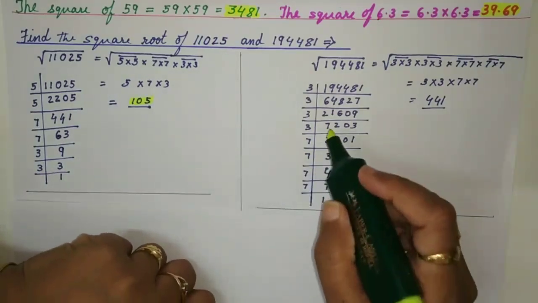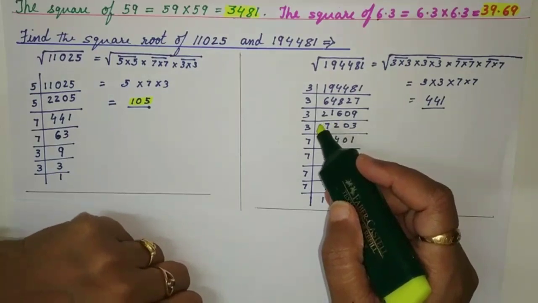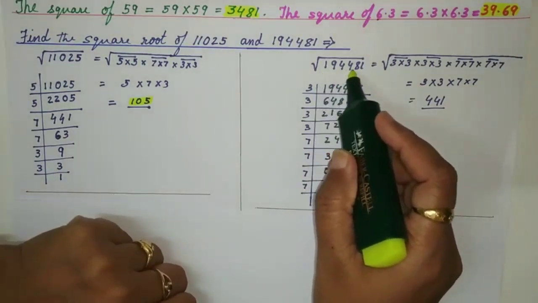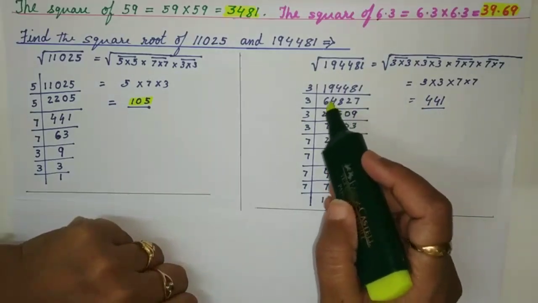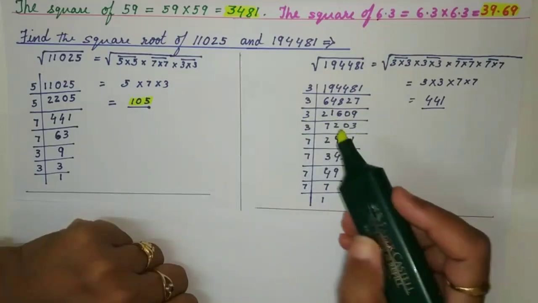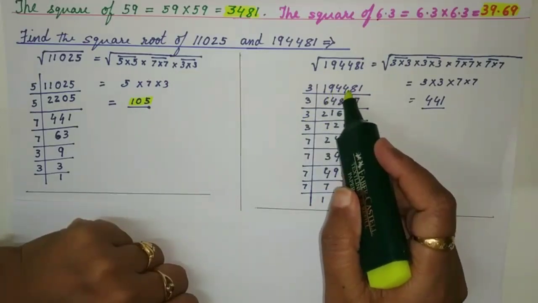If I have to repeat the steps once again, here the number is 194481. So try it with 3 first. It is divisible by 3 again, divisible by 3 again. How do you know? We add the digits.